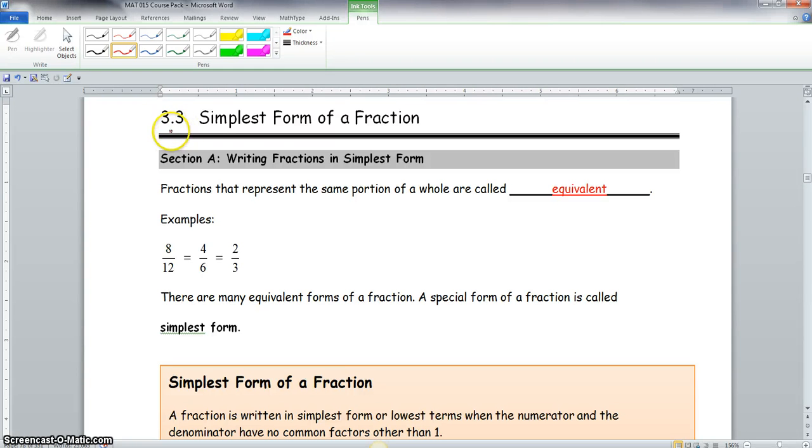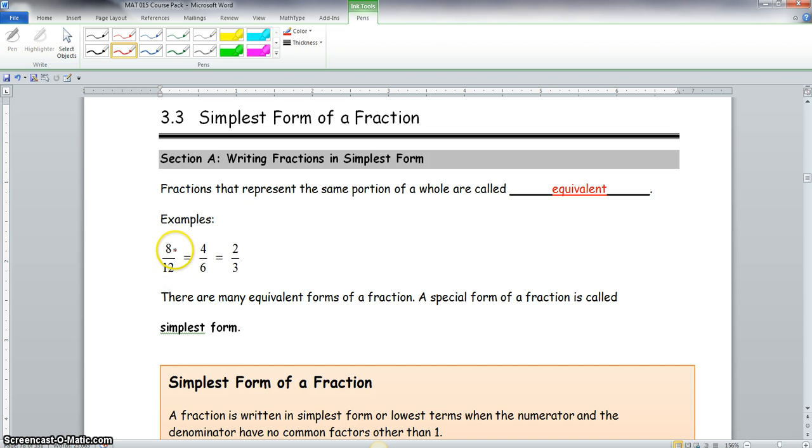Okay, class, we're starting with section 3.3, simplest form of a fraction. Section A, writing fractions in simplest form. Fractions that represent the same portion of a whole are called equivalent. Examples: we had 8/12 is equal to 4/6, which is equal to 2/3. That means all of these fractions are equal to each other.